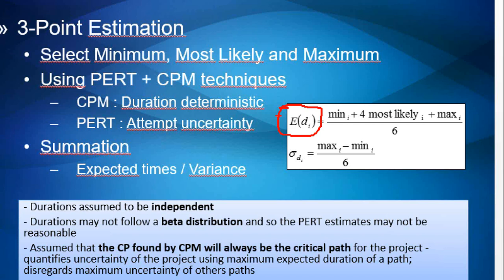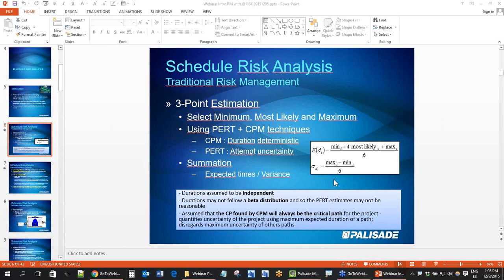Also, there were some assumptions there. They assumed the durations to be independent, which in reality they are not. They should follow a beta distribution that perhaps they don't. And they assume that the critical path, right, for all of you project managers, the critical path found by the critical path method, which was the other technique that was invented, will always be the critical path. So we're going to break some of these assumptions during this presentation, right?